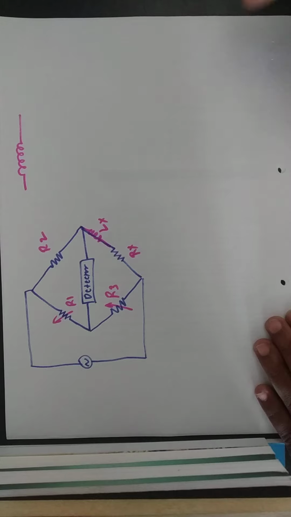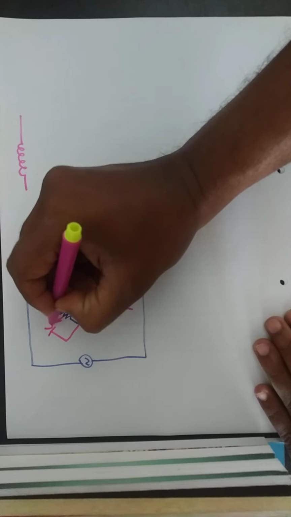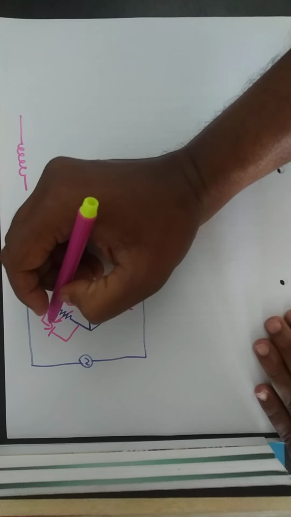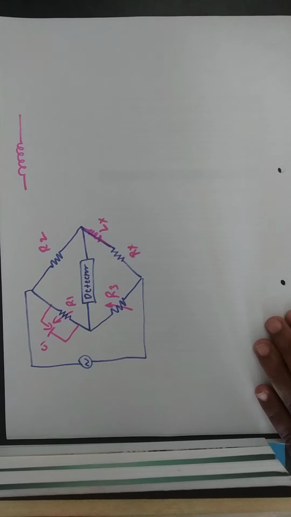Now we have to draw the known capacitor. We connect this capacitor at this part, and this is basically an electrolytic capacitor. This is the C1 capacitor. So this becomes our total circuit for the Maxwell bridge for the measurement of unknown inductance. Now we will find out its equation.